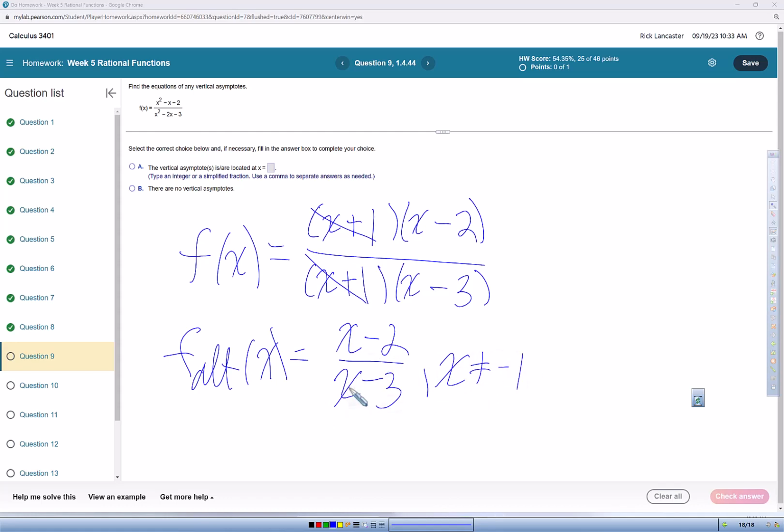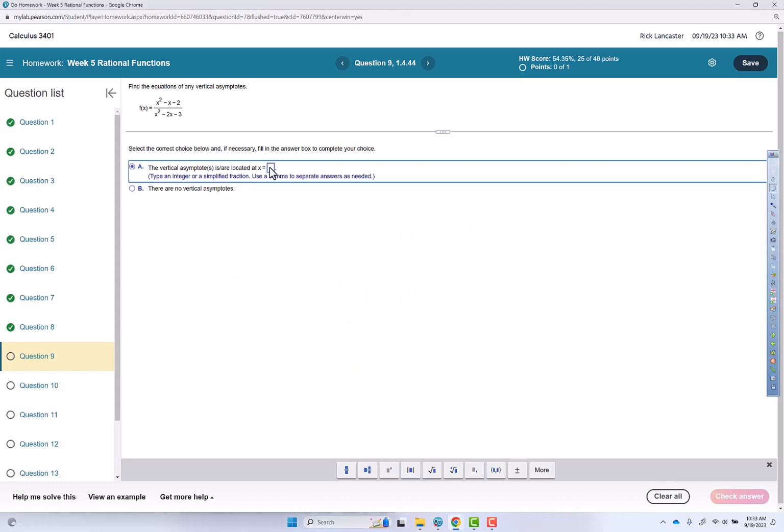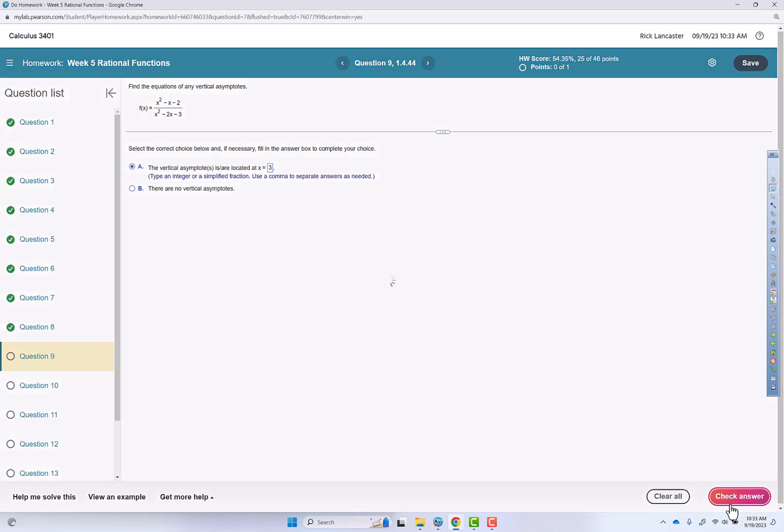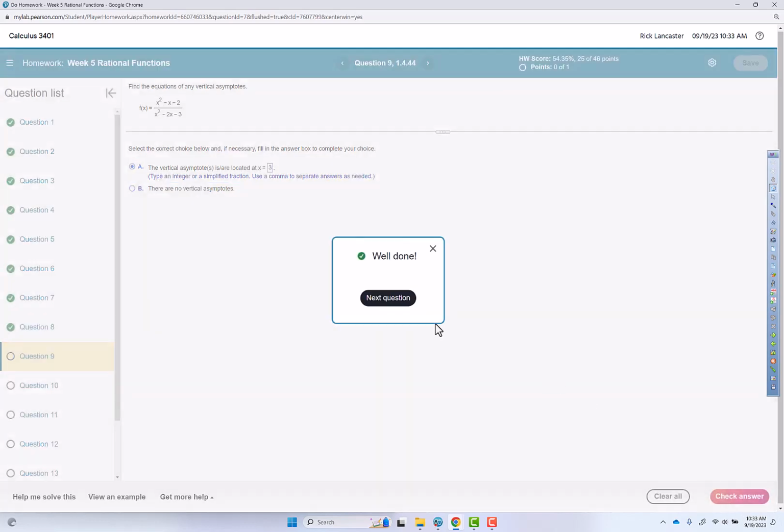So all we're trying to find is the vertical asymptotes. Well, my vertical asymptote is x equals 3. Check answer there. Well done. I'm going to stop the video and graph this in the calculator.